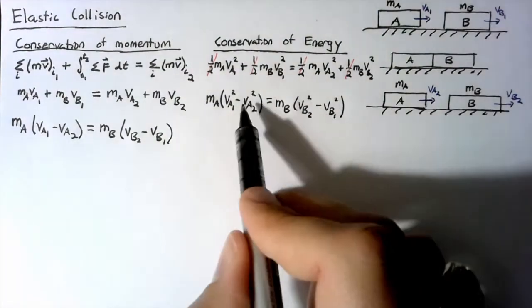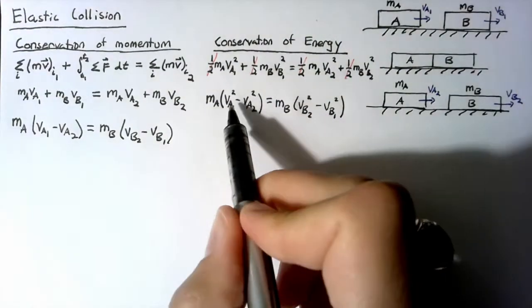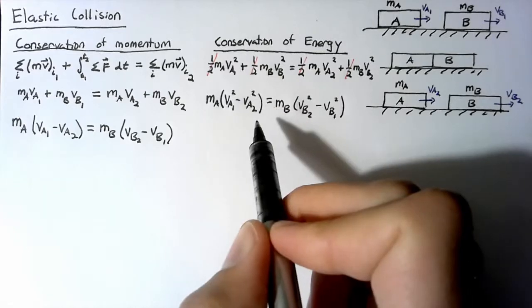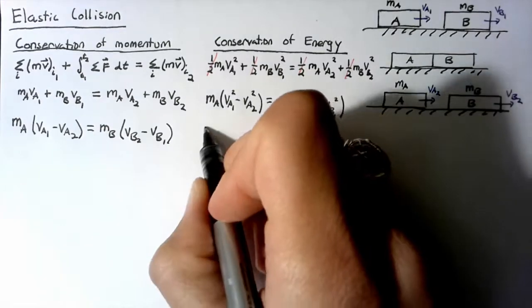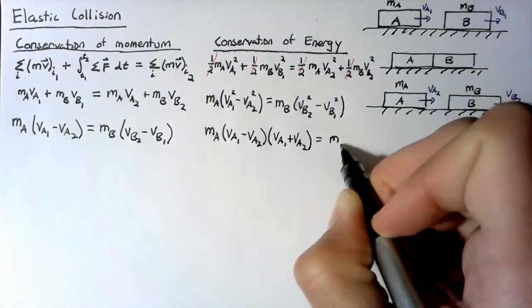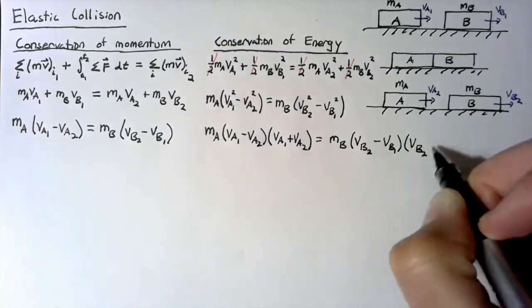And what shows up here is something that we know how to factor. A squared minus b squared is just equal to a minus b multiplied by a plus b. So that's the relationship that I'm using to simplify this down. And I can do the same for the right-hand side.